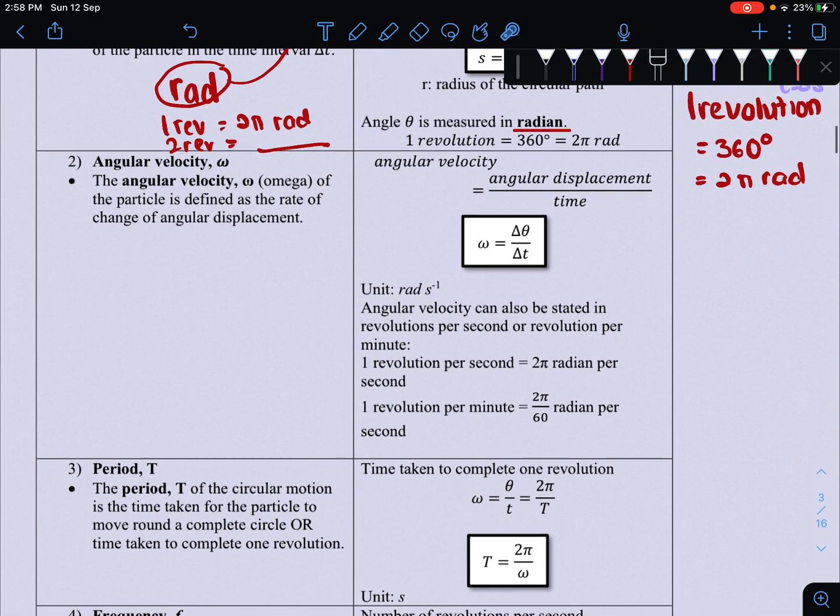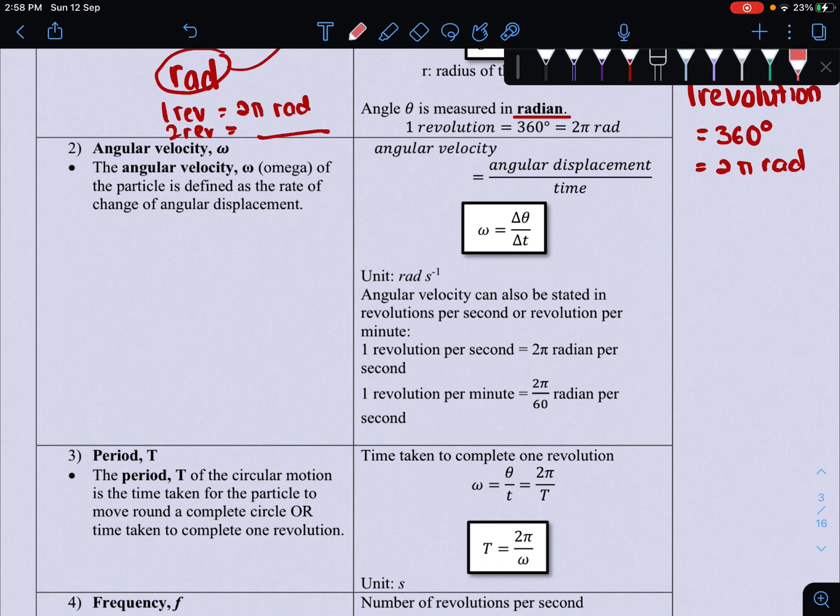So next we are going to look at the angular velocity. Angular velocity here, we use the symbol omega, of the particle is defined as the rate of change of the angular displacement. So angular velocity is angular displacement divided by time. Okay, angular displacement divided by time. It is the same as in linear motion where we had velocity. What is the equation of velocity? Velocity is displacement over time taken. Okay, this is the general equation, displacement over time taken.